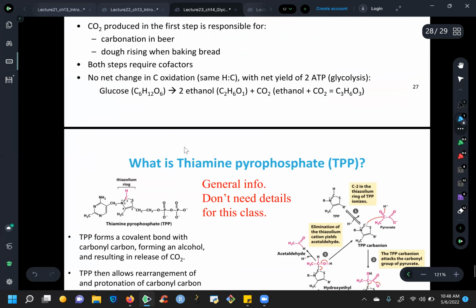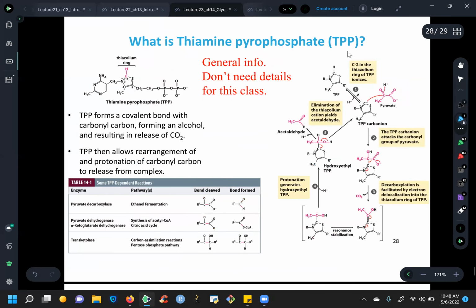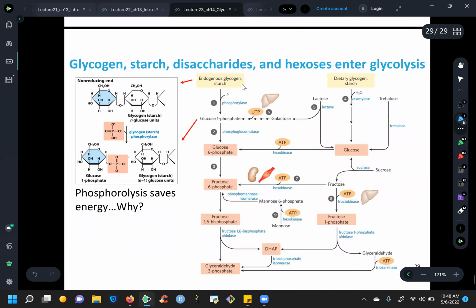What is thiamine pyrophosphate? TPP. That is one of the 5 cofactors in the pyruvate dehydrogenase complex, and it helps to decarboxylate the pyruvate. So it helps to remove that CO2.